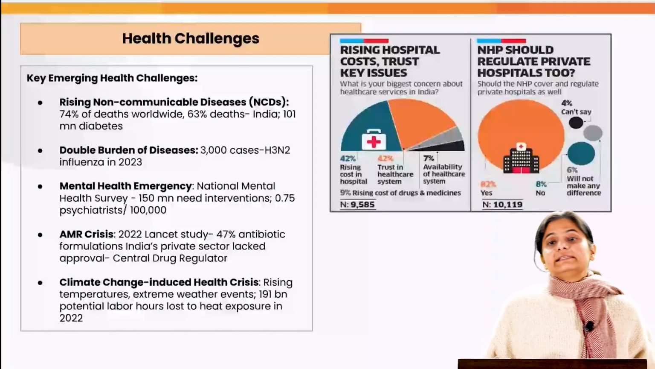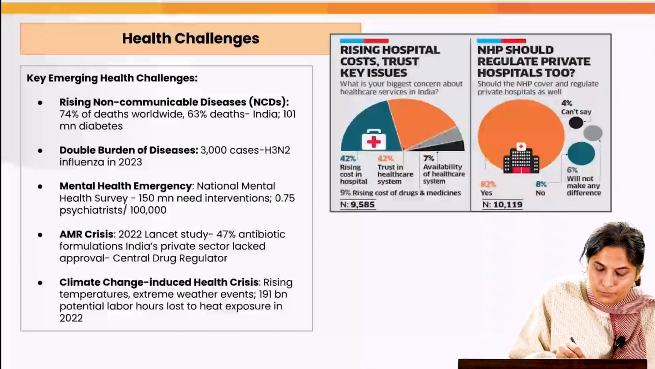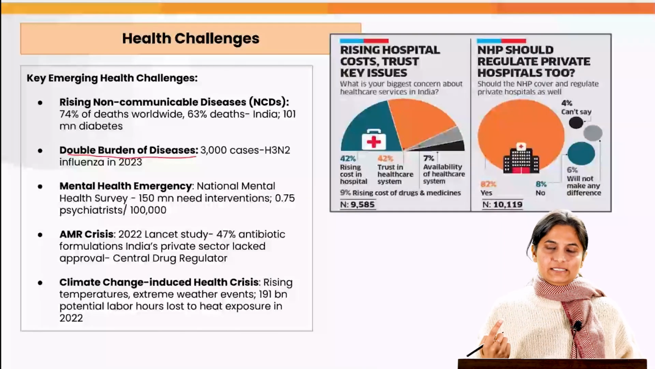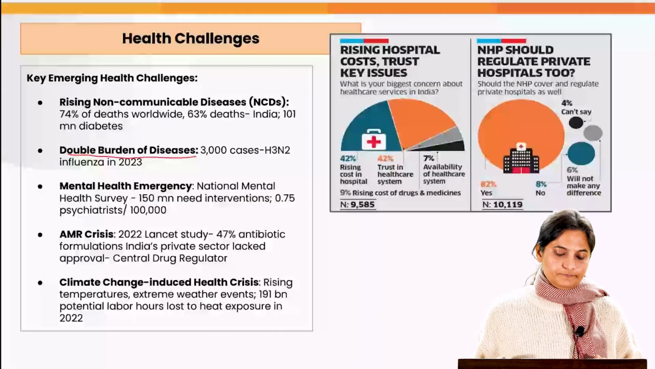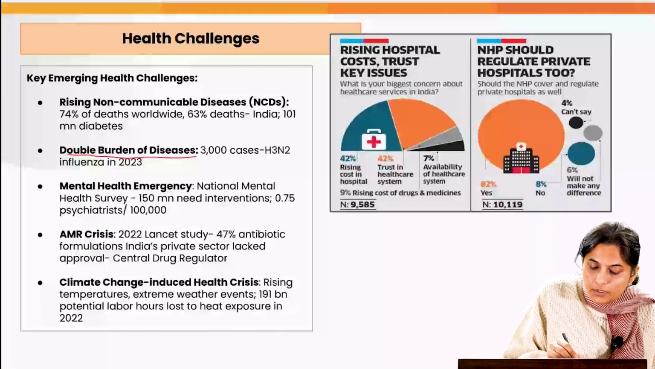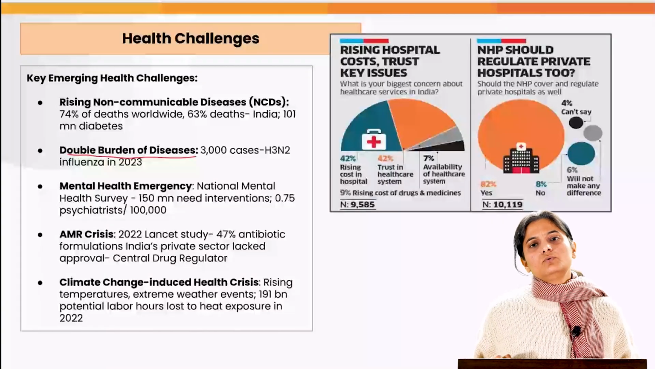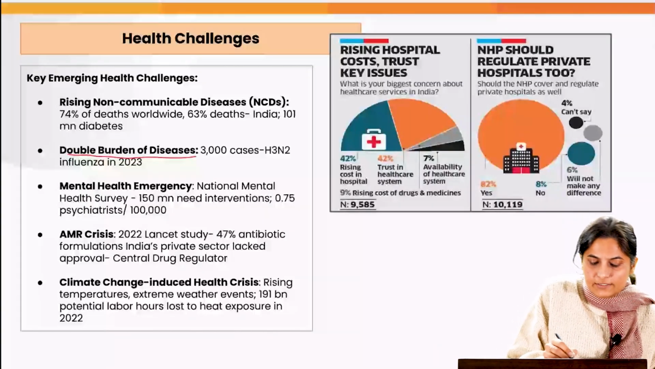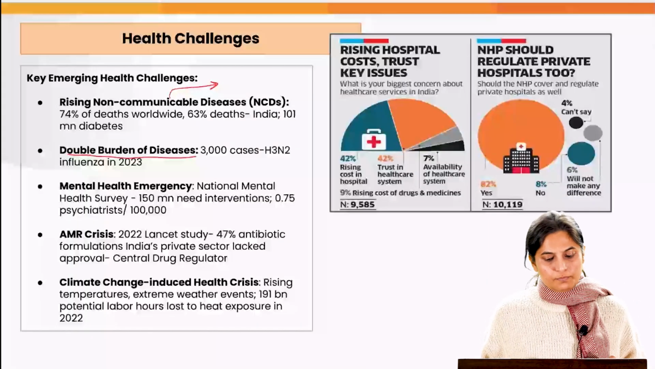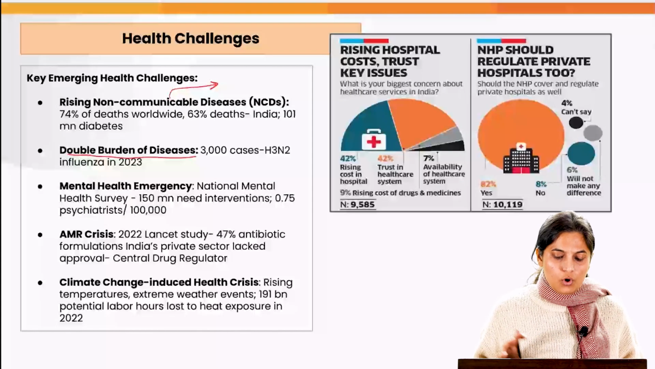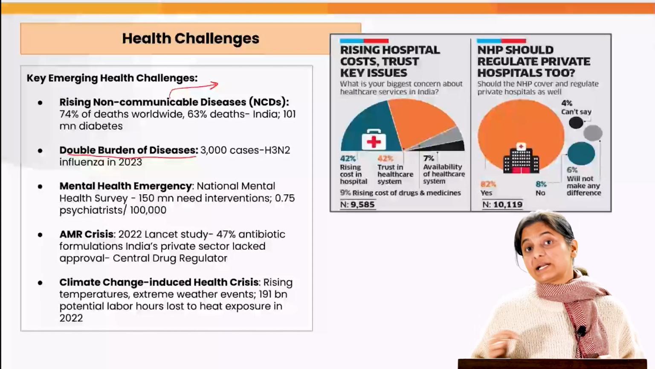First of all, there are rising non-communicable diseases. In fact, there is a double burden of disease. As the second point highlights, there are also NCDs, which are non-communicable diseases, apart from communicable diseases. Non-communicable diseases are rising of late as compared to communicable diseases. For example, there could be diabetes, cancer, or cardiovascular diseases. All of these are non-communicable diseases, but their share and percentage is rising of late.